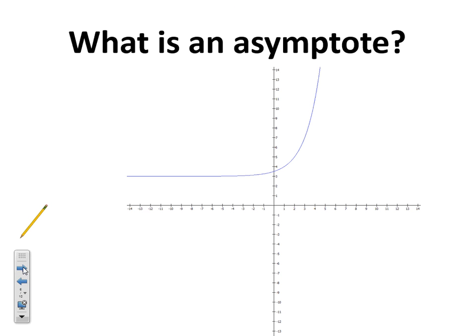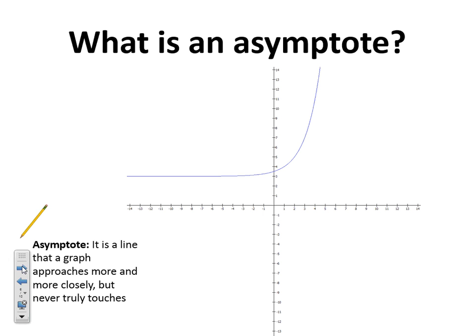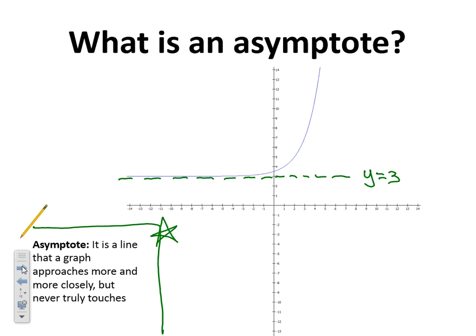Now, this is also important. Before we start graphing, you need to know what an asymptote is. An asymptote is a line that the graph approaches more and more closely but never truly touches. Please, star it, highlight it, it has to be in our notes. If we look at this picture, our line is getting closer and closer to 3, so y equals 3 would be our asymptote. Once again, an asymptote is a line that the graph approaches more and more closely, but never truly touches.